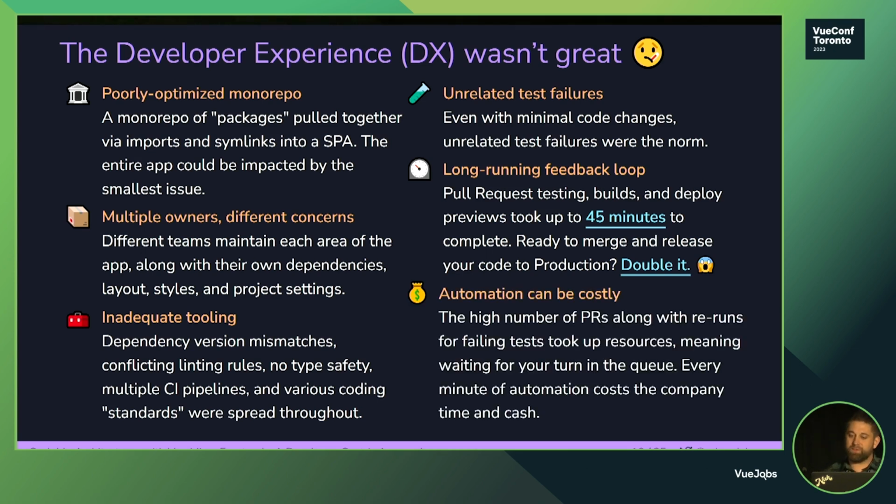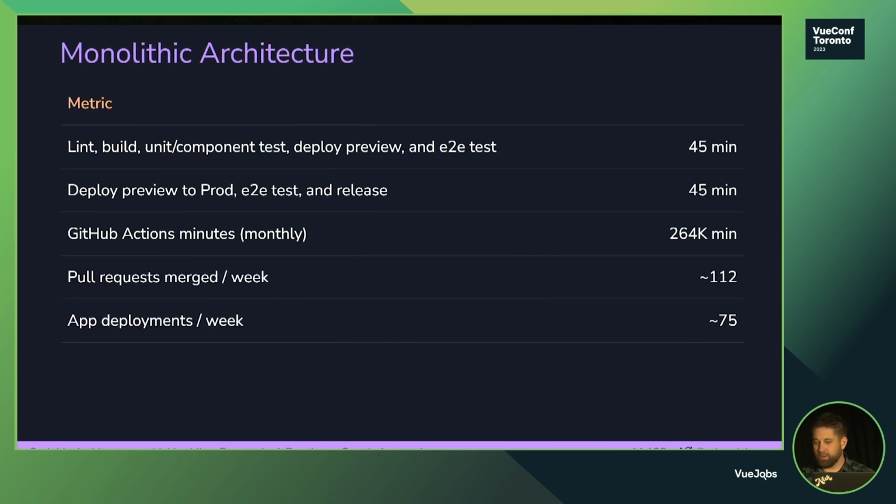And with that feedback loop taking forever, the automation around it can be costly, right? We use GitHub Actions. The high number of PRs with reruns put everybody into a queue because we had a limited resource pool in GitHub Actions. So every minute of automation would also end up costing the company some time and some cash.